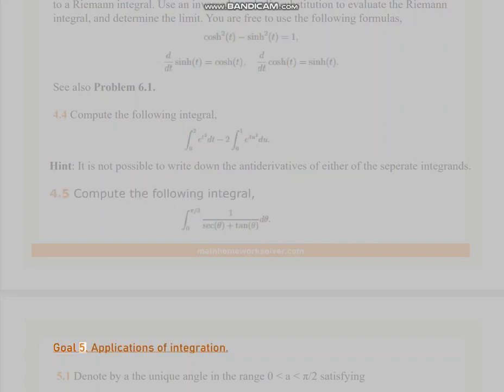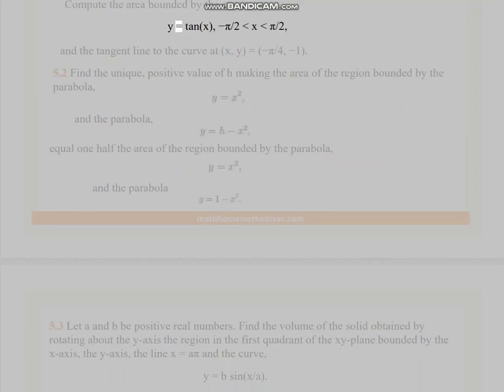Goal 5. Applications of integration. 5.1 Denote by a the unique angle in the range 0 < a < pi/2 satisfying the following. Compute the area bounded by the curve y equals tan x, minus pi/2 < x < pi/2, and the tangent line to the curve at (x, y) equals (minus pi/4, minus 1).